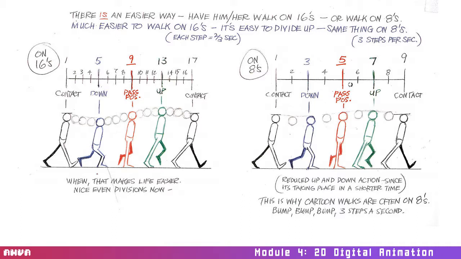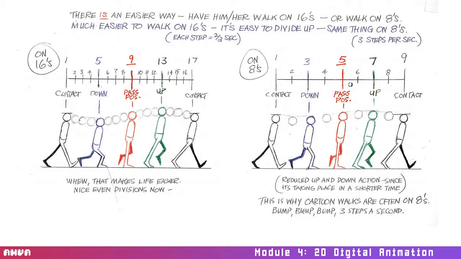So this is how you would divide it up on 16s, and this is how you divide it up on 8s. Now look at this. 1, 3, 5, 7, 9. Well, if I know I'm animating on 2s, suddenly that makes a whole lot of sense. It's every other frame we have a keyframe. Our contact, down, pass, and up, right? And then if I want to put it on 1s, I would just in between 2, 4, 6, and 8.